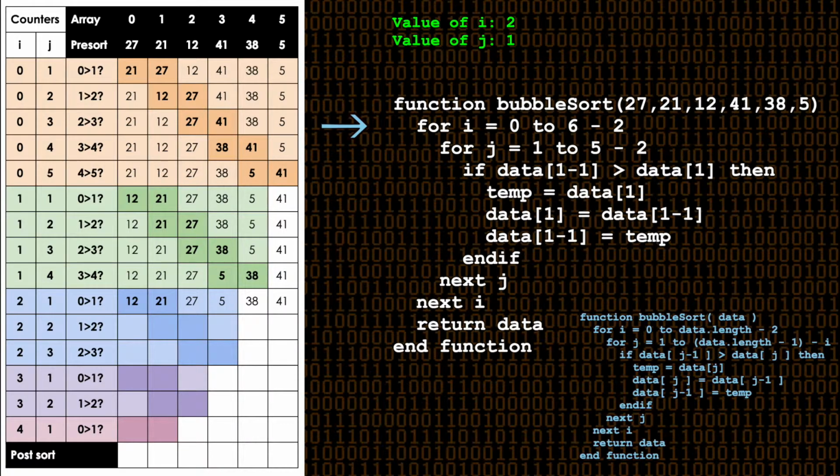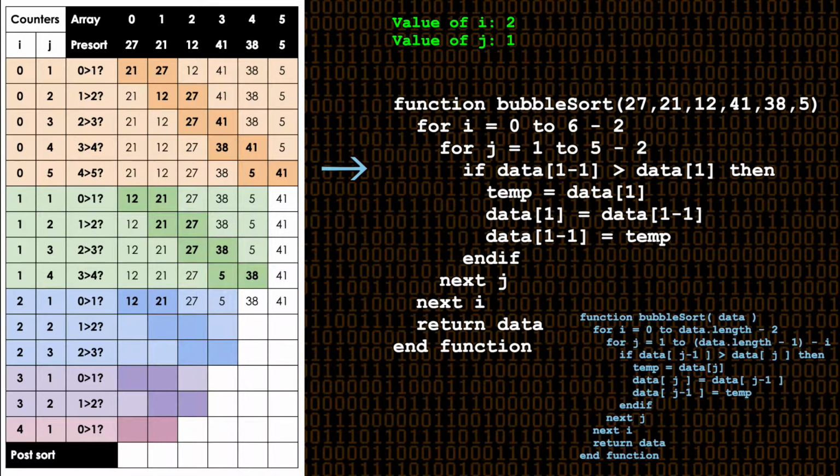We're going to the third line, and j has been reset to 1 again, and we're going to loop round to 5 minus 2, so j equals 1 to the value of 3. That's one less time than before, because 38 and 41 are already in the right place.